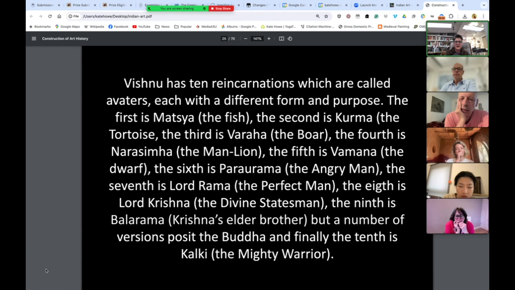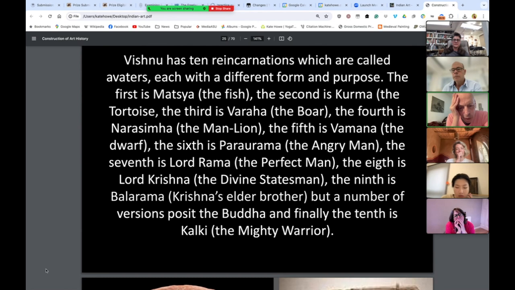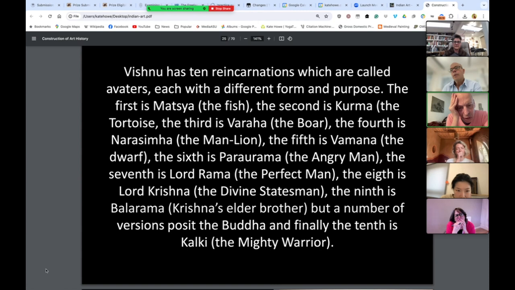The sixth is Parashurama, the angry man. The seventh is Lord Rama, the perfect man. The eighth is Lord Krishna, the divine statesman. The ninth is Balarama, Krishna's elder brother, but a number of versions posit the Buddha, and finally the tenth is Kalki, the mighty warrior. So Hinduism is very complex in terms of iconography. It's constantly in a state of metamorphosis and taking on different guises and breaking the spell of reality and illusion.